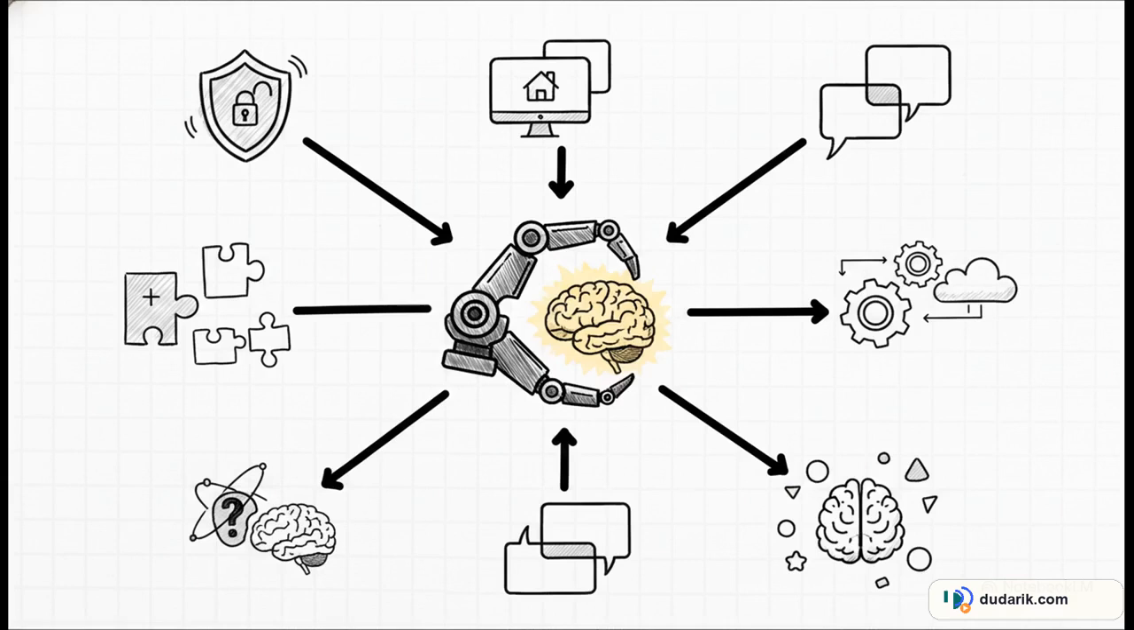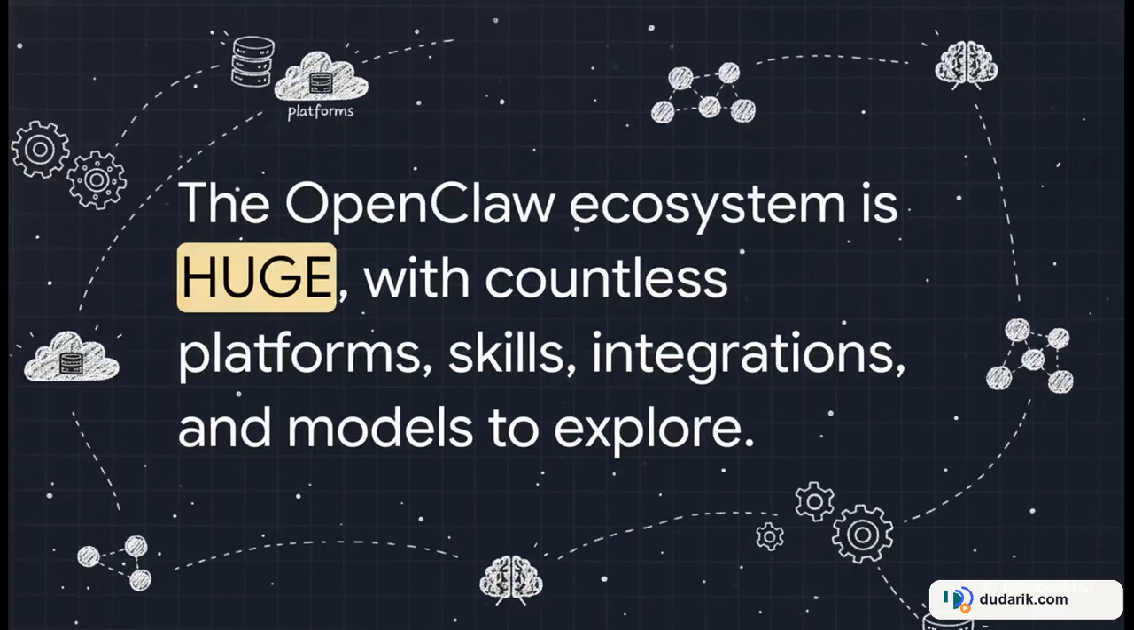But the real magic, the crucial part, is its extensibility. You get access to over 700 community-built skills, and it supports basically any AI model you can think of. You can truly make this thing your own. But all that flexibility comes with a bit of a challenge. The sheer number of platforms, skills, and integrations means that this ecosystem is, well, huge. It's an entire universe of possibilities, and that can be a little overwhelming at first.